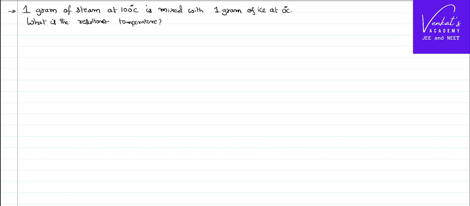Here we are solving a problem, and the problem is like this: 1 gram of steam at 100 degrees centigrade is mixed with 1 gram of ice at 0 degrees centigrade. What is the resultant temperature?